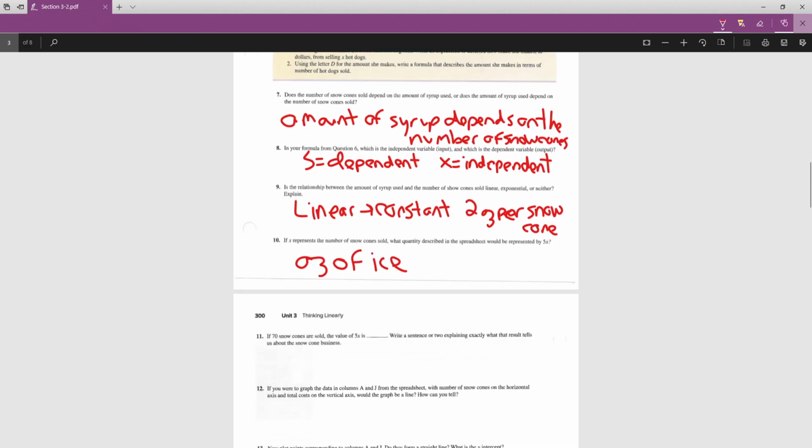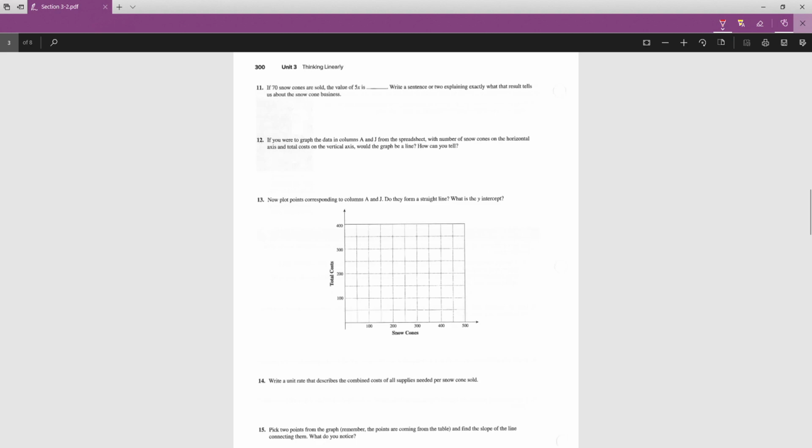Moving now to page 300. If 70 snow cones are sold, what is the value of 5 times X, or 5 times 70? It would be 350. What does that tell us? It tells us that we use 350 ounces of ice for how many snow cones? 70 snow cones.